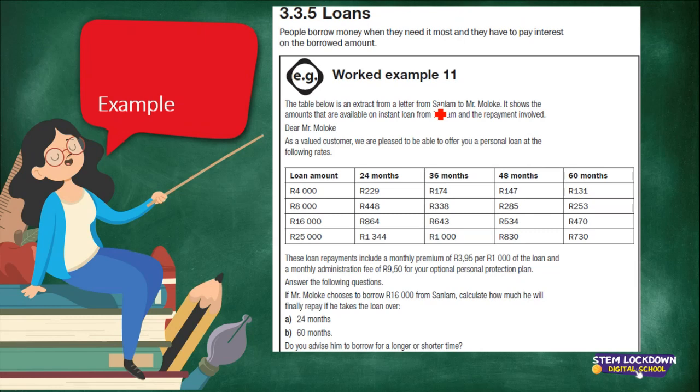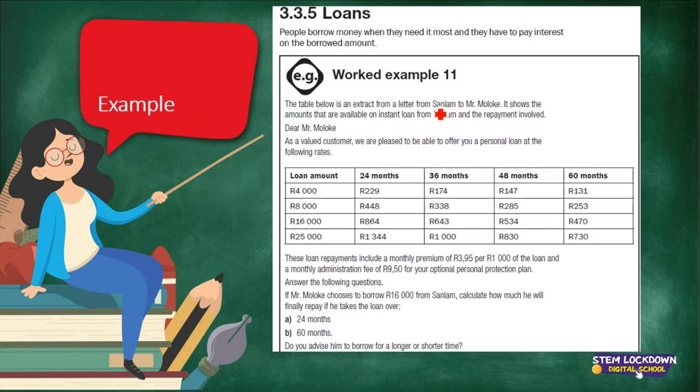There is also a monthly administrative fee of 9 rand 50 for your optional personal protection plan, right? So these amounts are included in your premiums. Okay, now they say answer the following questions. If Mr. Moleka chooses to borrow 16,000, right? So you need to identify a loan of 16,000.